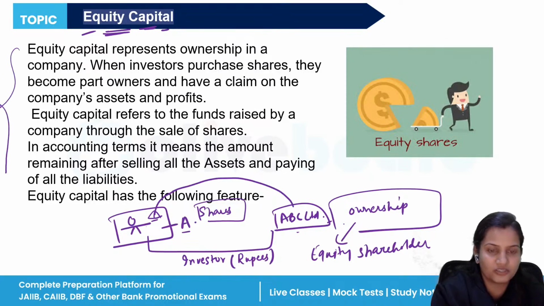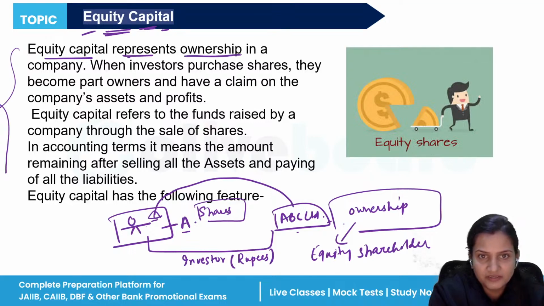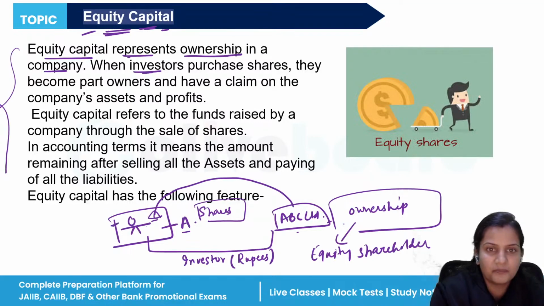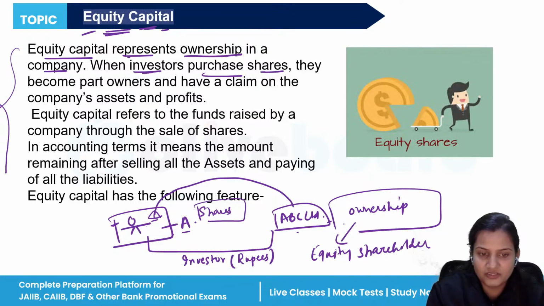Now read this bookish language. Equity capital represents what? It represents ownership in a company when an investor purchases shares. This investor is purchasing the shares of ABC Limited, and by buying these shares he is investing in this particular company. They become part owners and have a claim on the company's assets.